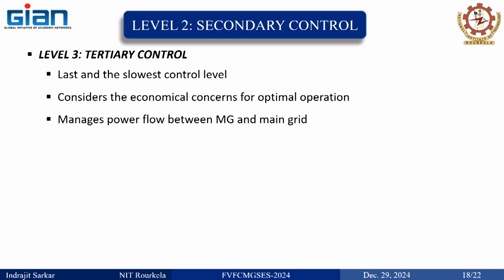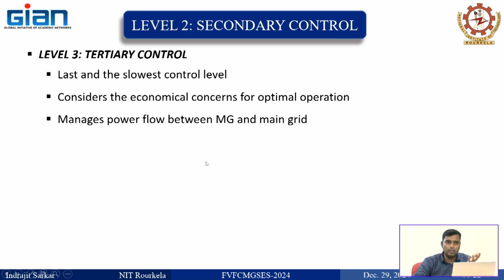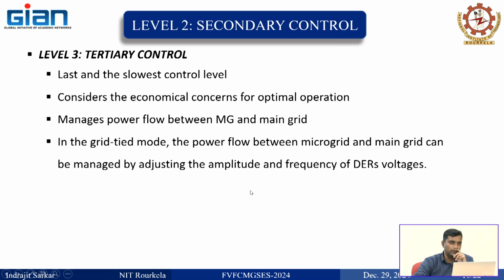Now, level 2 will see whether the primary one is tracking these references or not. So mainly this manages, it is the one which sets the reference power that is to be delivered, exchanged with the main grid. In grid-tied mode, the power flow between microgrid and main grid can be managed by adjusting the amplitude and frequency of DG voltages. That tertiary control doesn't understand. It only sets and passes it.